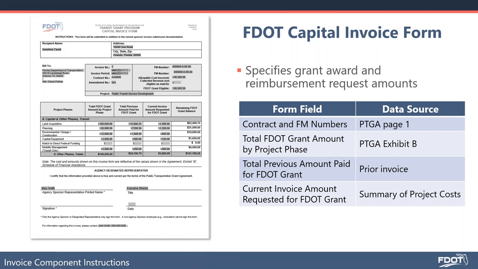Now, for your capital invoice form, it's the same. There's not really much anything different here. In this situation, there wouldn't be any revenue collected, so you're not going to be deducting any revenue. This is a pretty simple, straightforward form, and it requires a lot of the same information.